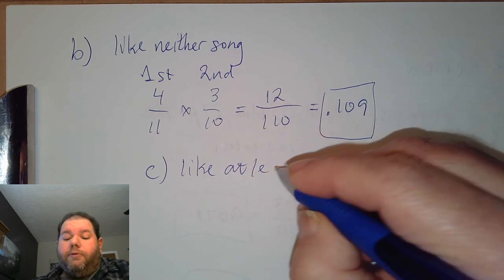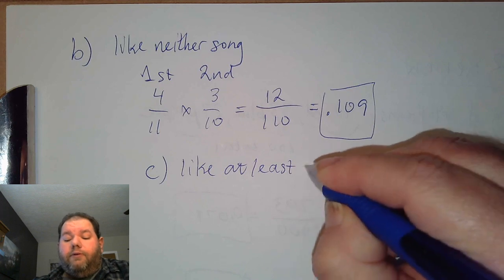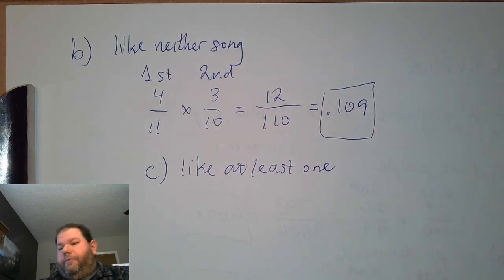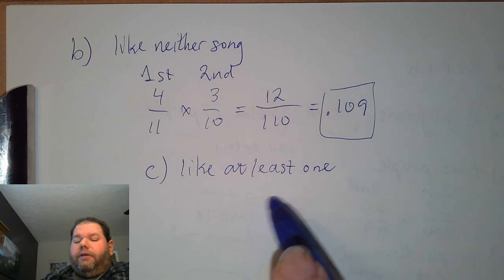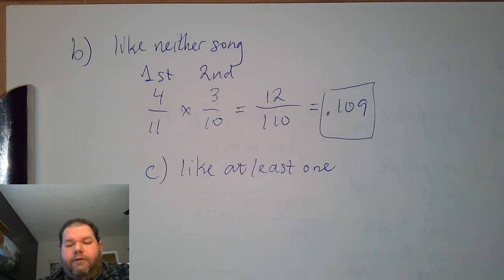Now part C, we want the probability that we'd like at least one of the two songs that are played. There's really two ways to do that. One's a little bit easier than the other. We could look at the probability that we'd like the first song but not the second. We could look at the probability that we'd like the second song but not the first. And we could look at the probability that we'd like both songs, and then add all three of those values together, and that'll give us the probability that we'd like at least one song. And that's fine, but it's three different calculations.